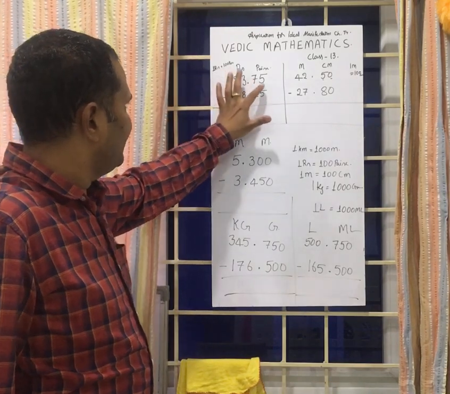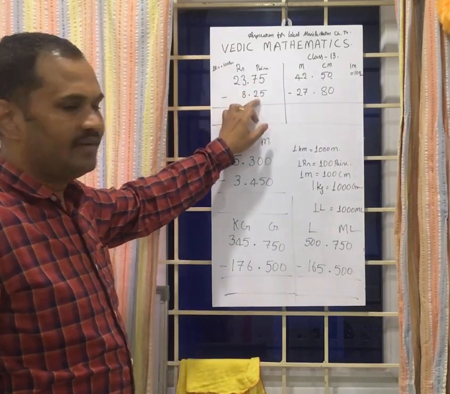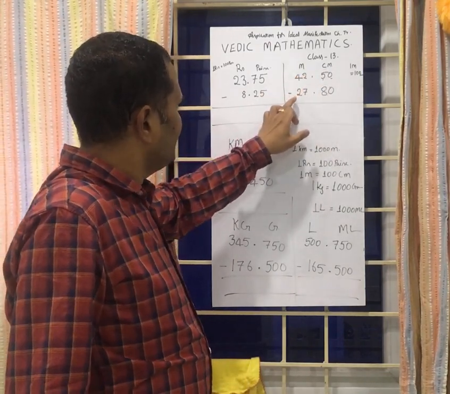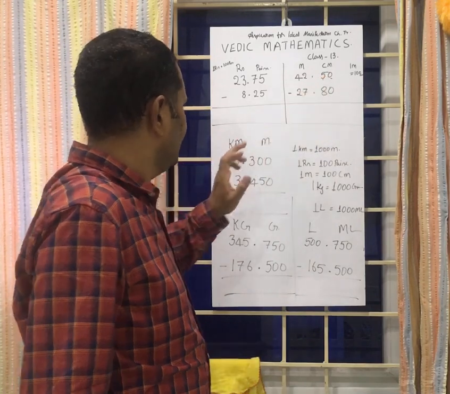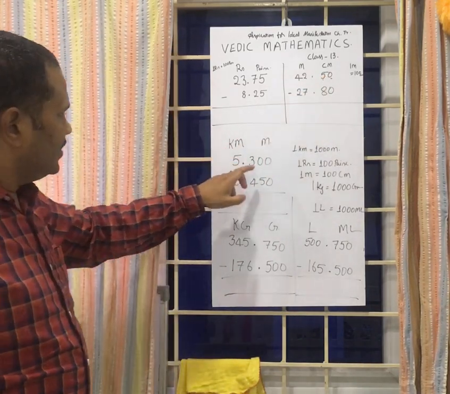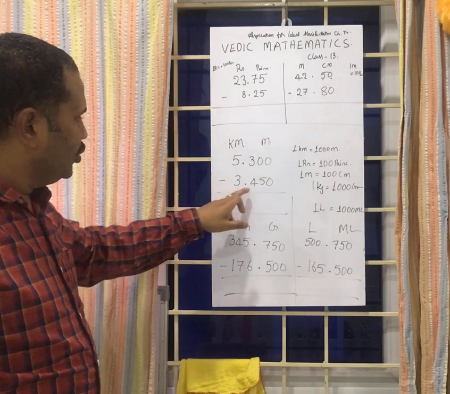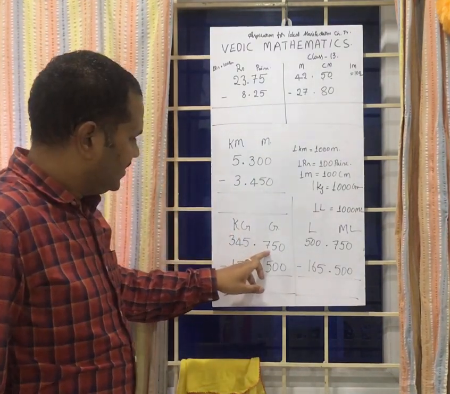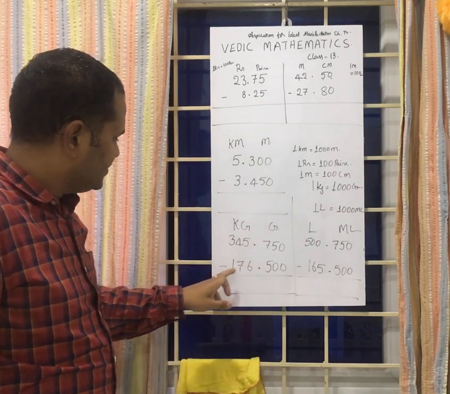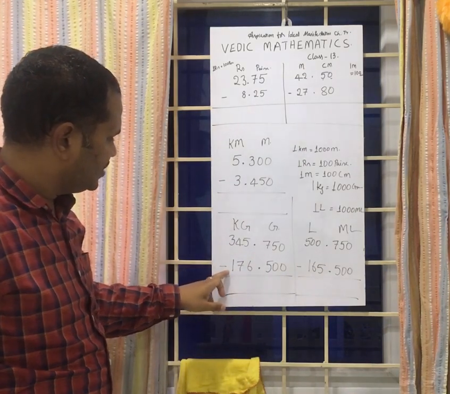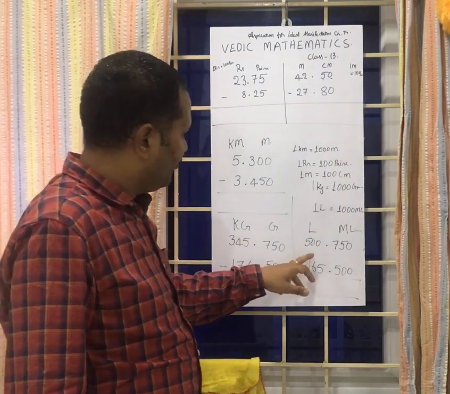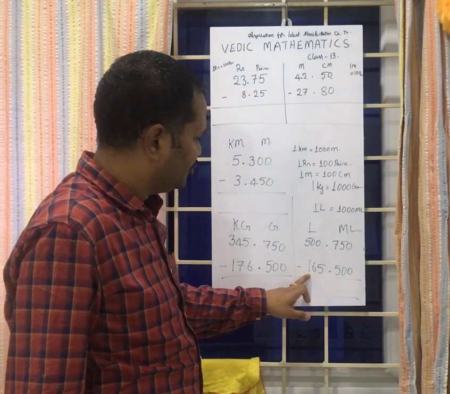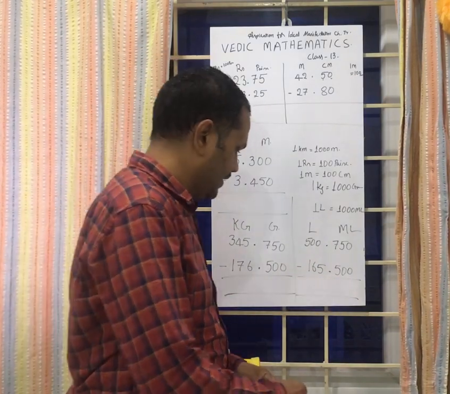23 rupees 75 paisa minus 8 rupees 25 paisa. 42 meter 50 centimeters minus 27 meter 80 centimeter. 5 kilometer 300 meters minus 3 kilometer 450 meters. 345 kg 750 grams minus 176 kg 500 grams. 500 liter 750 ml minus 165 liter 500 milliliter.